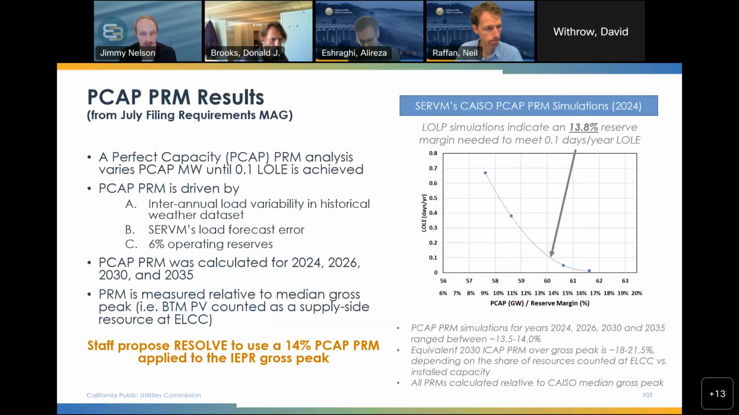This slide has been shown at a previous modeling advisory group, but we performed with Astrape Consulting a number of SERVM simulations to trace out what the PCAP PRM percentage should be. The number that staff is proposing to use is a 14% PCAP planning reserve margin, with that percentage being measured above the gross peak, not the net peak. In other words, we've moved behind-the-meter PV back to the supply side just for the purpose of defining the PCAP PRM. Next slide.